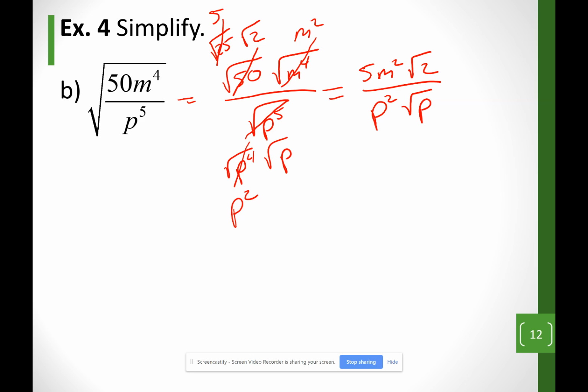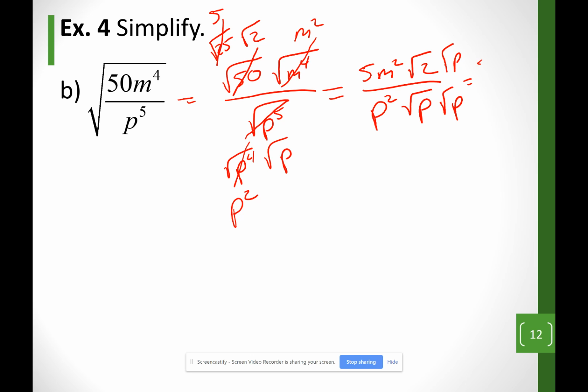Remember, when doing letters, I'm always doing exponent divided by root. That's how I get the exponent on the outside. All right, so now I have that. To get rid of the radical at the bottom, let me multiply top and bottom by radical p.